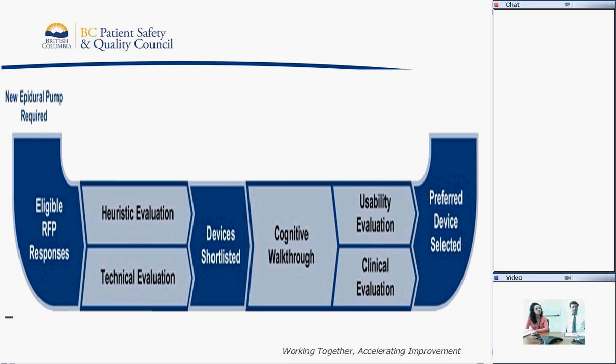And the first set of evaluations was a heuristic evaluation and a technical evaluation. I'm going to talk about the heuristic evaluation shortly. After that time, we were able to shortlist, and then we went into rather heavy clinical types of evaluations, including cognitive walkthroughs, which are basically a way of evaluating and walking through with, in this case, nurses and anesthesiology, how the device would be programmed and how it fit into their workflow.